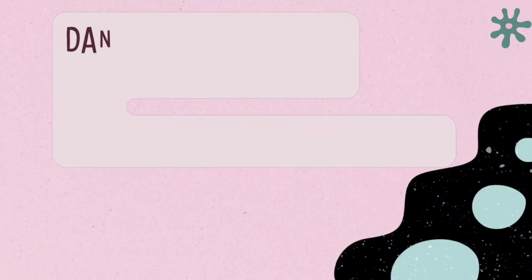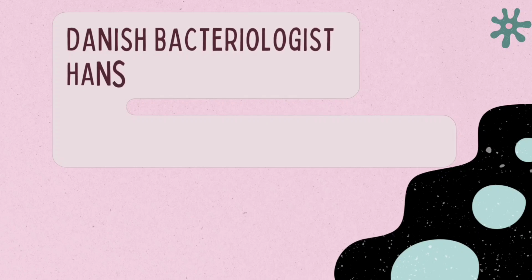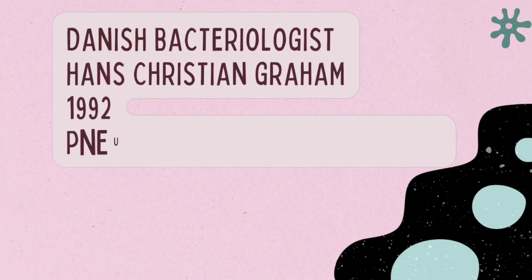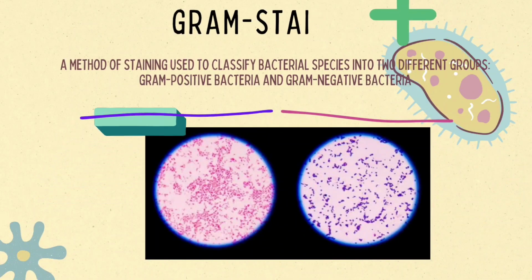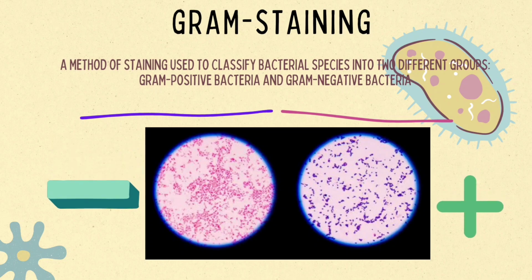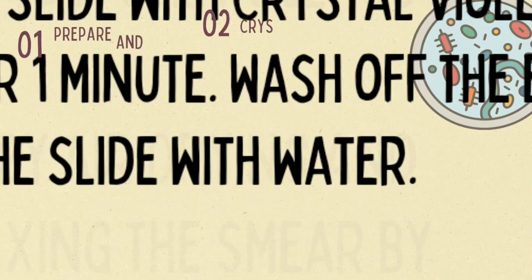The term gram comes from the name of a Danish bacteriologist named Hans Christian Gram, who, while studying pneumonia causing organisms in 1882, developed the method of gram staining. As we have discussed before, gram staining is a method of staining used to classify bacterial species into two distinct groups: gram-positive bacteria, the colonies of which are stained purple or violet at the end of the gram staining procedure, or the gram-negative bacteria whose colonies are stained pink at the end of the gram staining procedure.